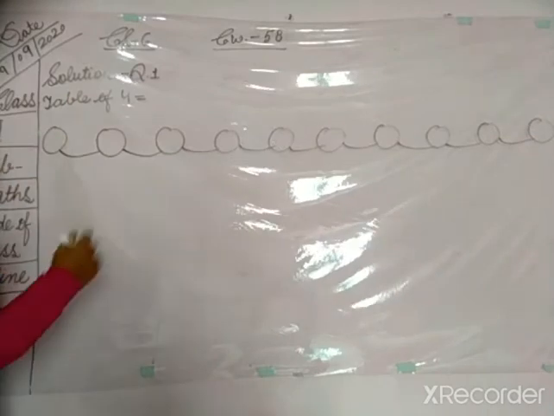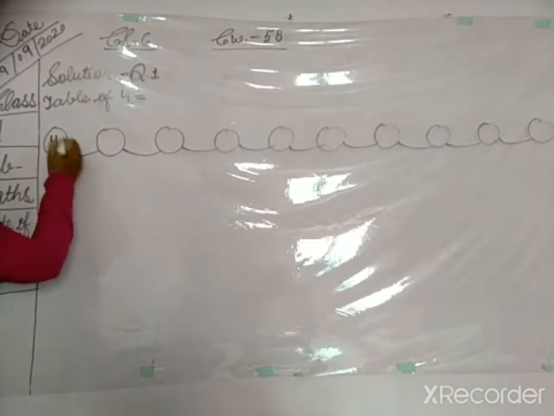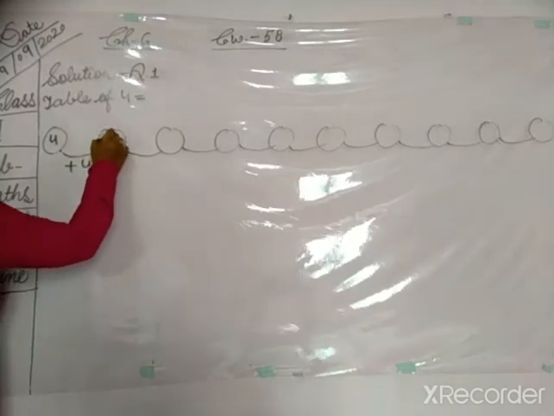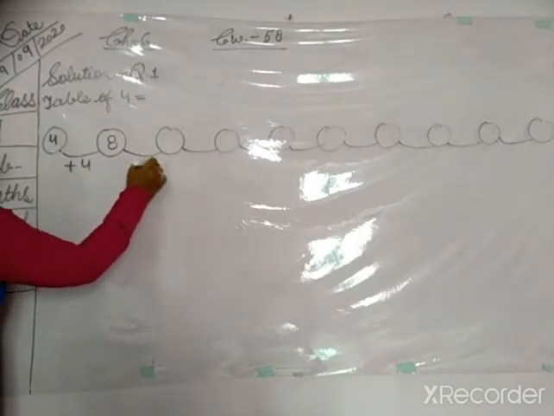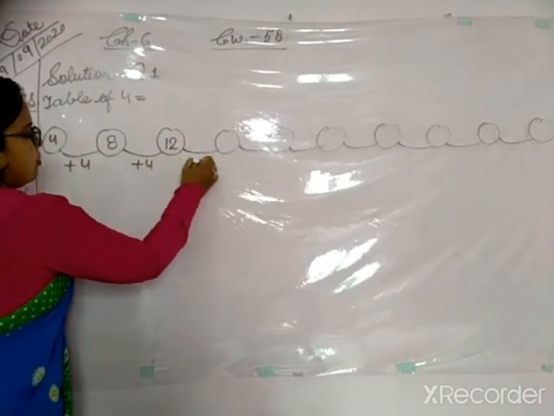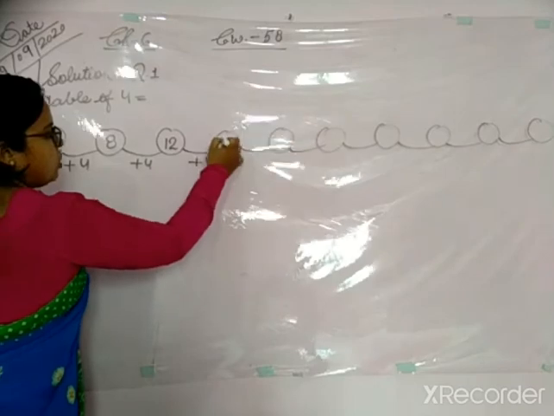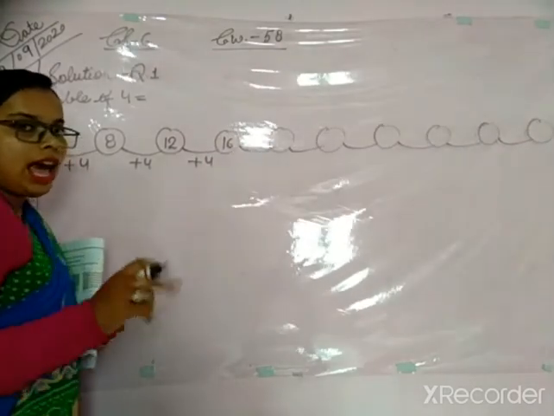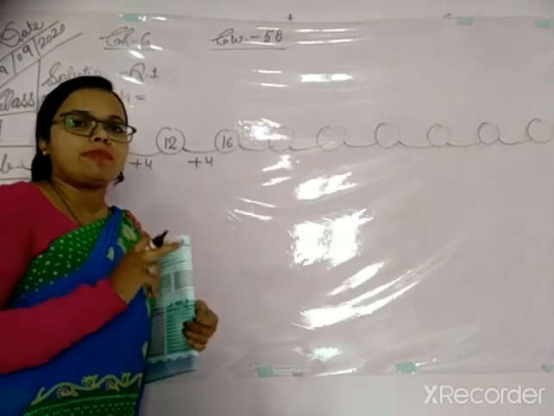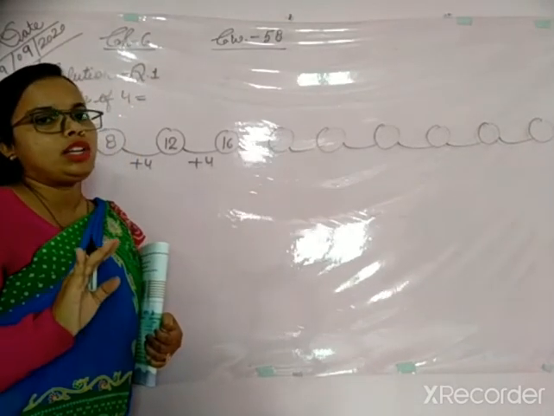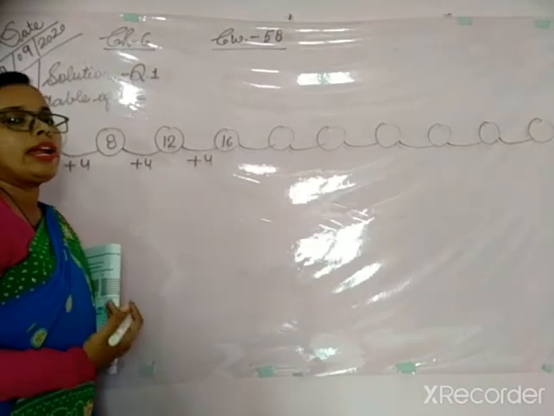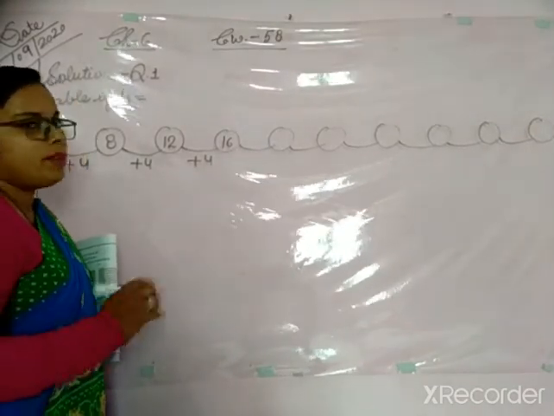Okay, so how to write the table of 4? First of all you have to write 4, then plus 4. 4 plus 4 is equal to how much? 8. Then plus 4. So 8 plus 4 is equal to how much? 12. Then plus 4. So 12 plus 4 is equal to how much? 16. You have to add this. I taught you addition in chapter number 3. Now you have to add on your own. Here I am writing directly so that you can do more and more practice. So don't be confused.